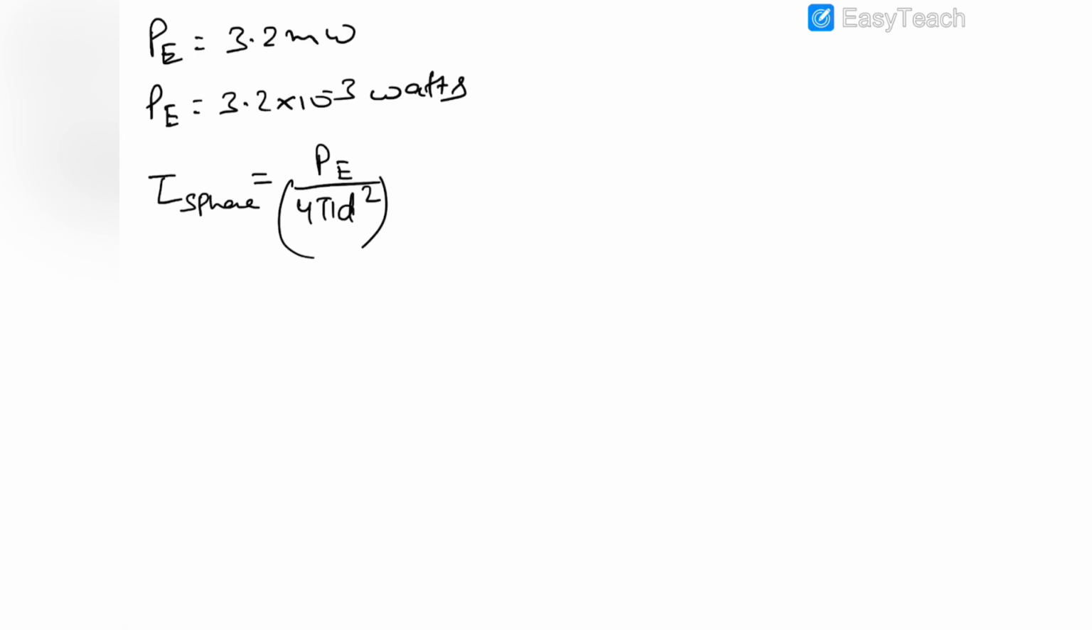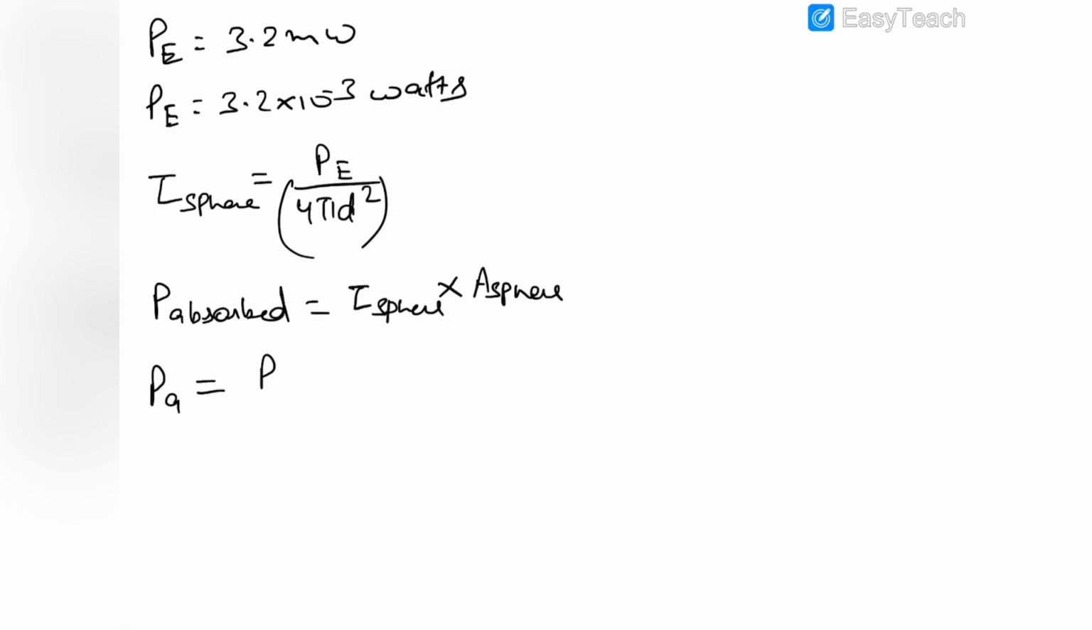Now you can also see that the power absorbed by the sphere would be intensity incident on the sphere into its area of a sphere. So power absorbed by the sphere would be power emitted divided by 4 pi d square, into the area of the sphere, which is 4 pi r square. So power absorbed would be power emitted into r square by d square.